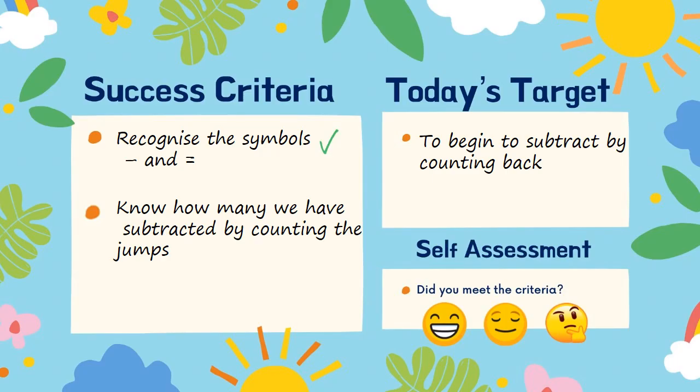Well done, Rainbow Room. Our target was to begin to subtract by counting back, and we have done that today. You have been looking at the number of jumps on the number lines and finding out how many we have subtracted. So you can give yourself a smiley face. Well done.